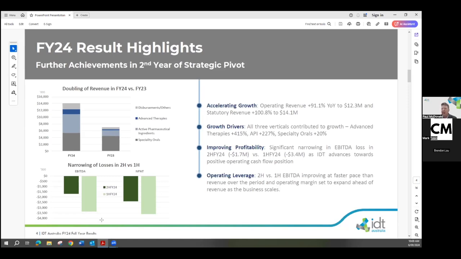You can see our losses, and I'm open about the losses. The company has been in a loss-making period, but we're approaching a profit point through 25, and you can see that we have decreased the losses, and we expect to go cash flow positive during FY25.